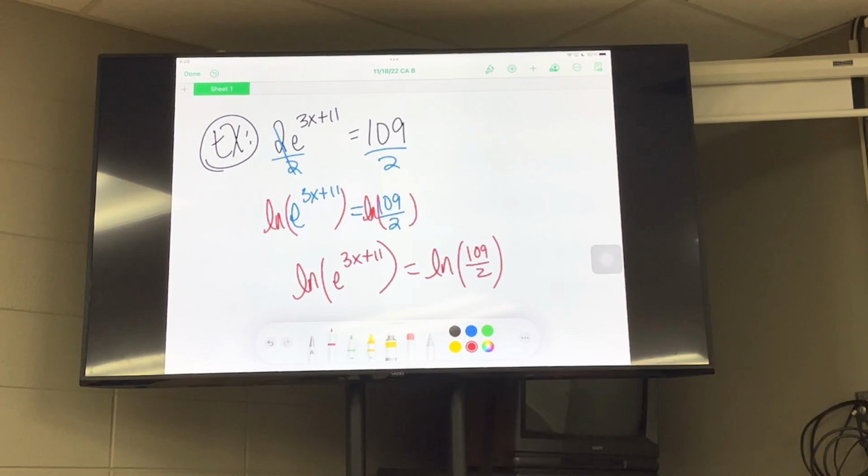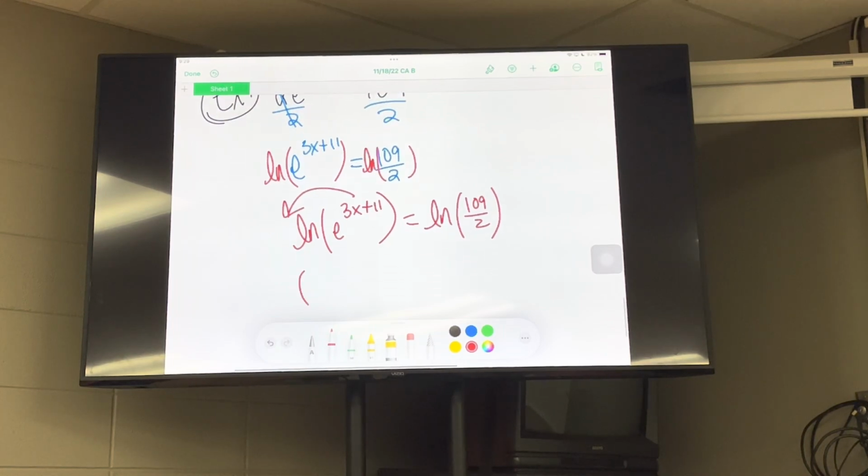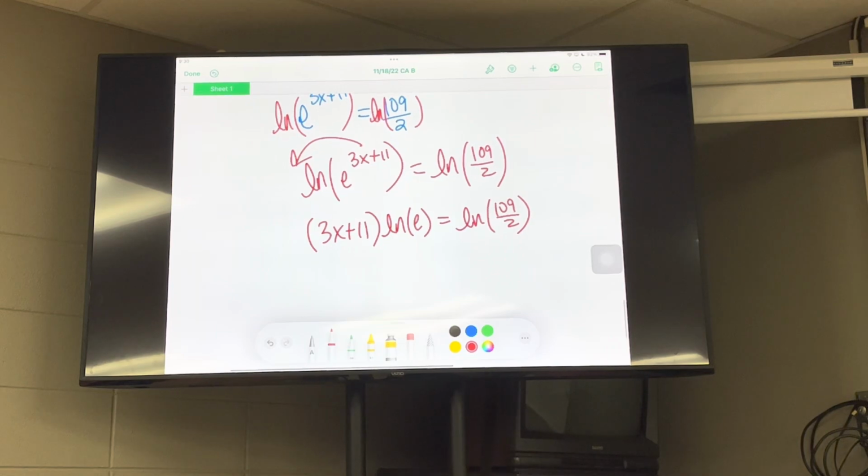So this will come down front. So 3x plus 11 times the natural log of e equals the natural log of 109 divided by 2. What is the natural log of e? 1. So I end up with 3x plus 11 equals the natural log of 109 divided by 2.